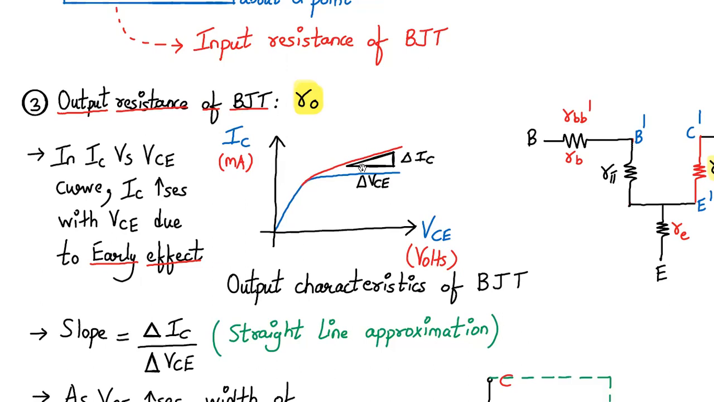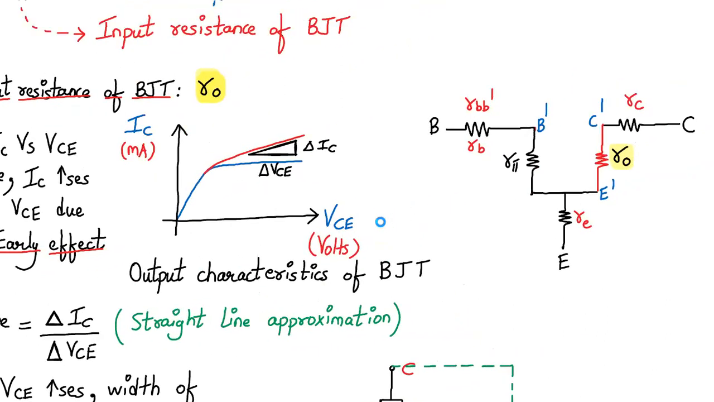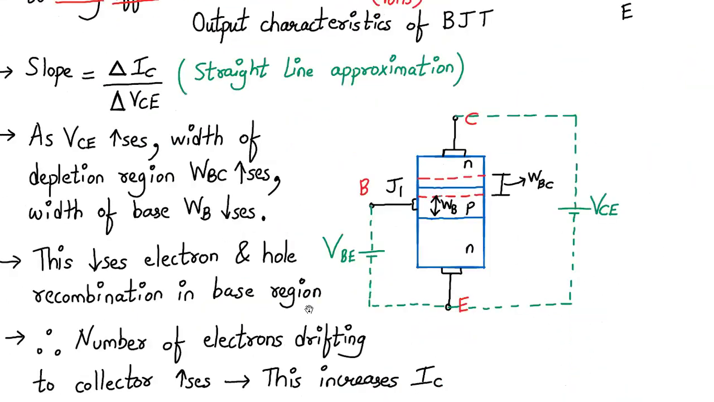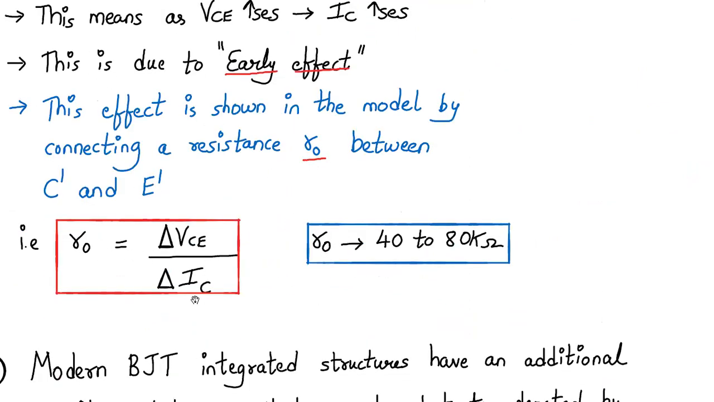Again, we can consider a straight line segment and determine the y coordinate as delta IC and the x coordinate as delta VCE. So the straight line approximation here will have slope equal to delta IC upon delta VCE. This is represented in the form of RO, and RO will be 1 upon slope, which is delta VCE upon delta IC. The RO value is normally very high, around 40 to 80 kilo ohms.